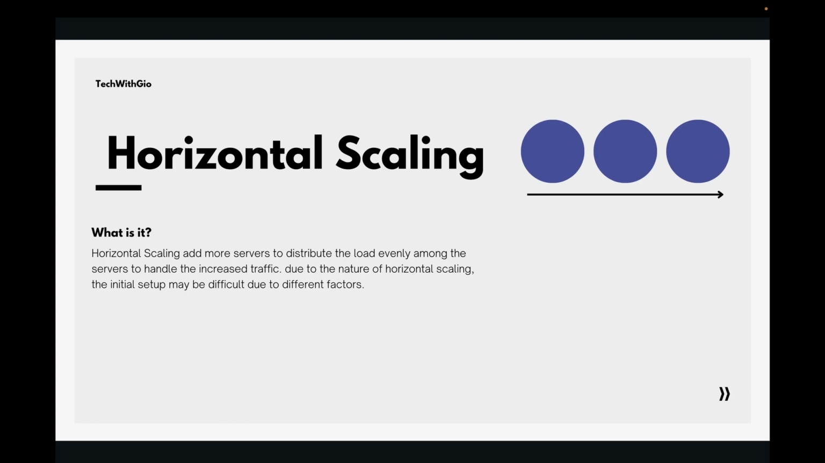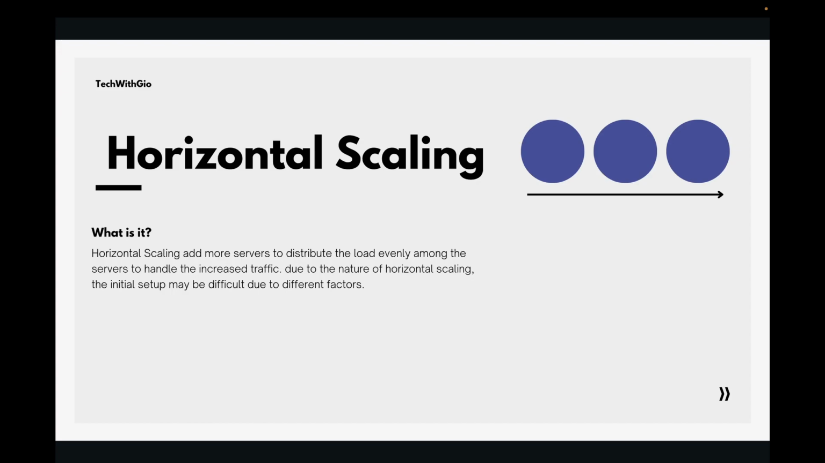Horizontal scaling: add more servers to distribute the load evenly among servers to handle the increase in traffic. Due to the nature of horizontal scaling, the initial setup may be difficult due to different factors. These factors include handling the distribution of the traffic properly, using a load balancer, which we talked about in a previous video, or making sure that each server has the proper licensing.